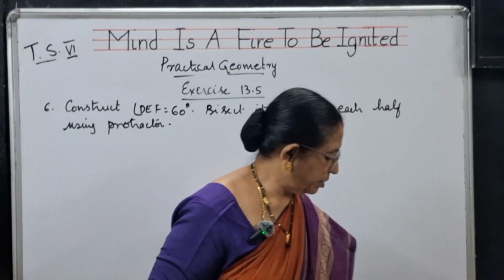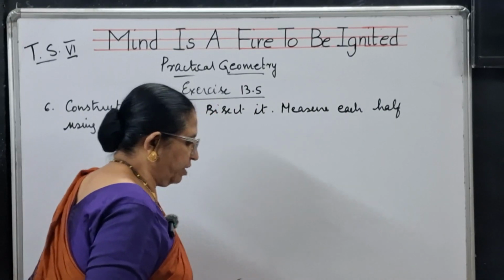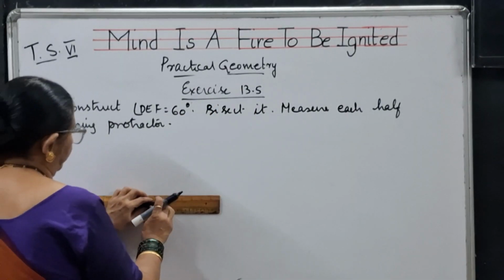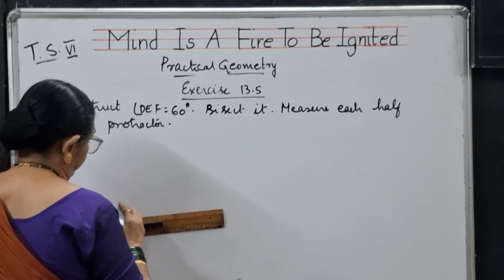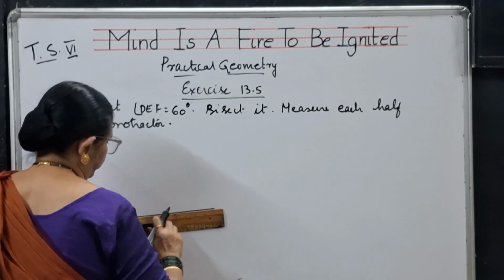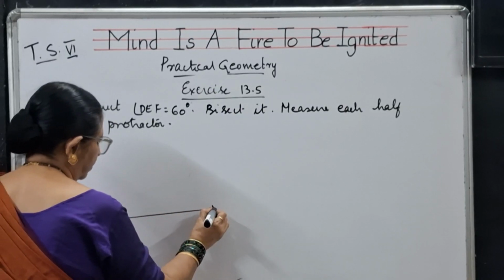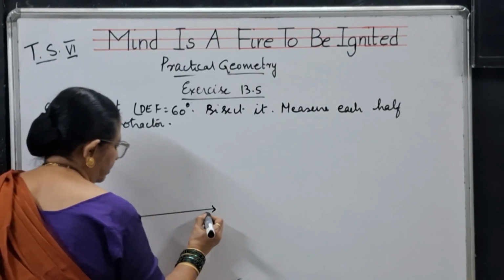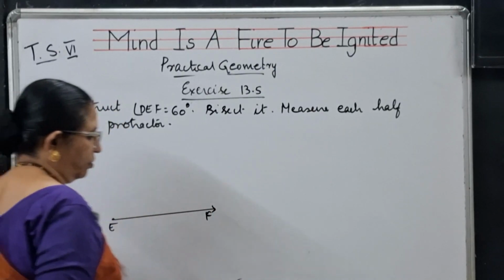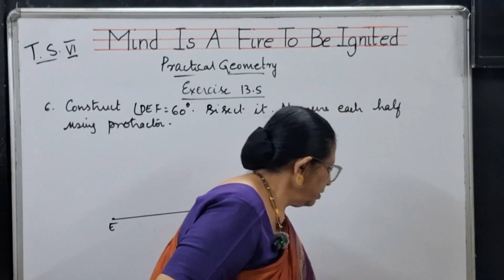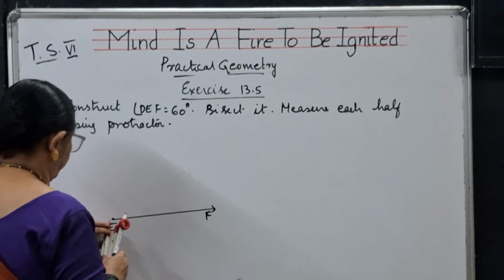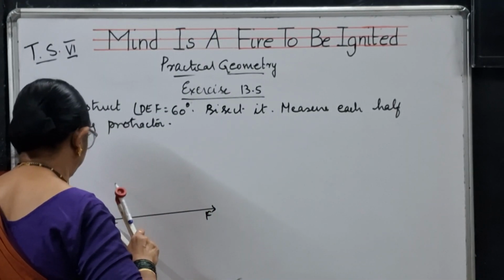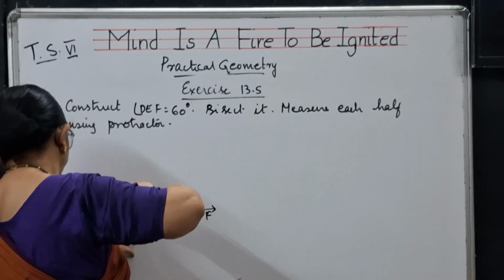Now, sixth problem. Construct angle DEF 60 degrees. So first, how will you draw 60 degrees? Already several times we have done. So DEF. Let me take this as E and as F. And how will you draw 60 degrees? Already we have done many a time.